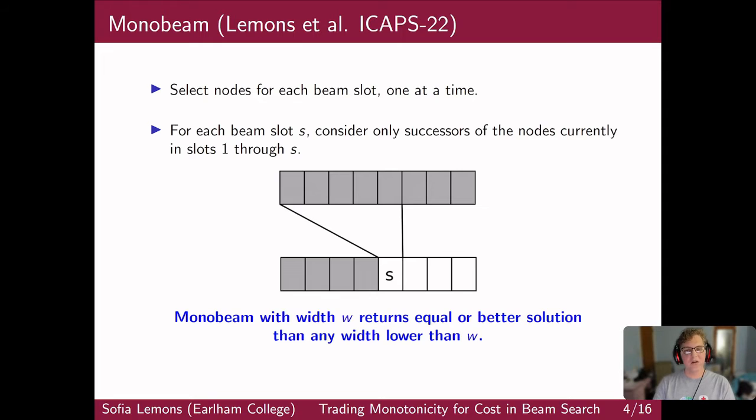Because of this careful slot-based selection, monobeam with a width W is guaranteed to return equal or better quality solutions than any monobeam search with a lower beam width.